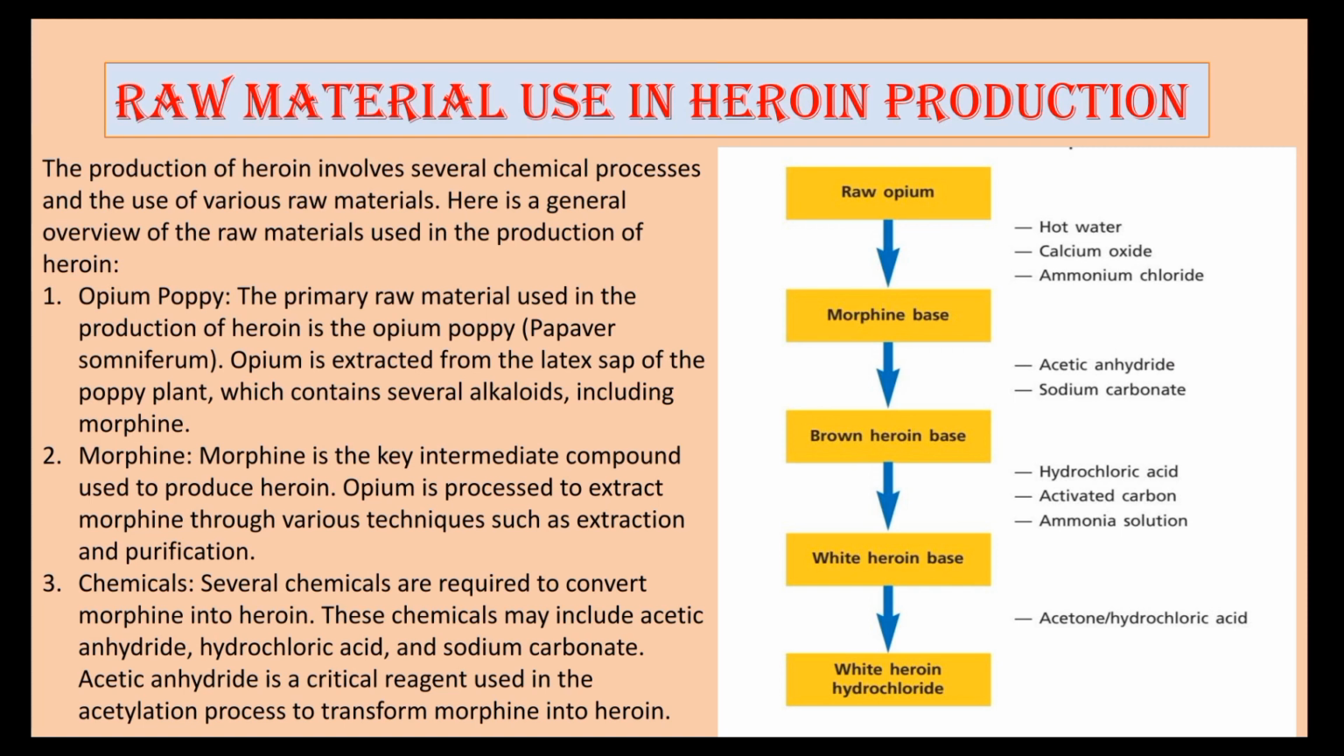Morphine is the key intermediate compound used to produce heroin. Opium is the source from which morphine is extracted through various techniques such as extraction and purification. Extraction is the process in which we extract products from different plants or other things, and purification is the process that ensures the product is purified. The chemicals used in heroin production are basically acetic anhydride, hydrochloric acid, and sodium carbonate. Acetic anhydride is a critical reagent used in the acetylation process to convert morphine into heroin.